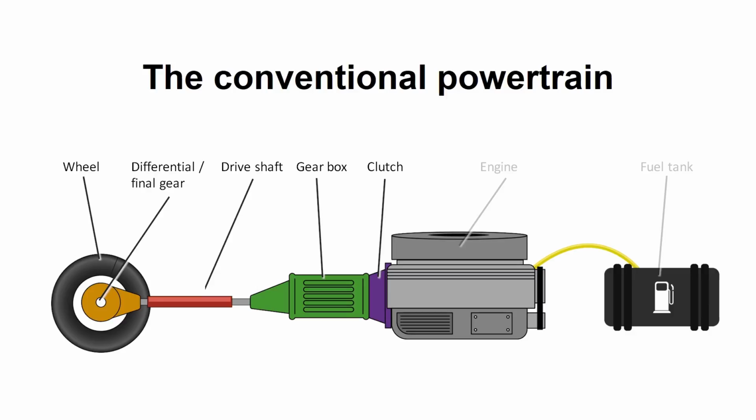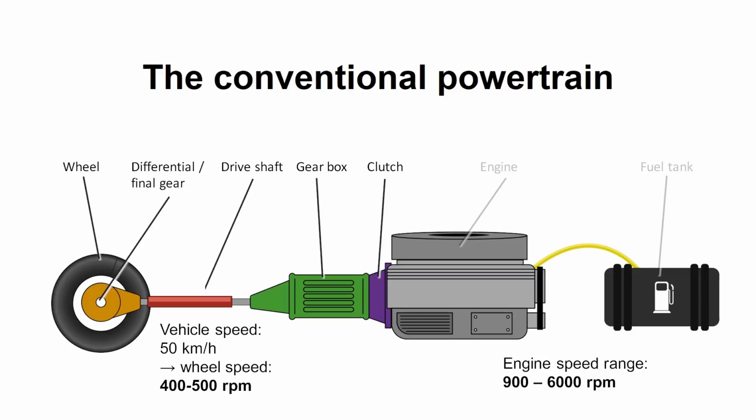The engine can only operate within certain boundaries. For instance, there is a minimum and a maximum engine speed, often given as revolutions per minute, RPM. So, if the wheels are to rotate in accordance to a certain vehicle speed, gears are needed to match the rotational speed of the wheels to the rotational speed of the engine crankshaft.